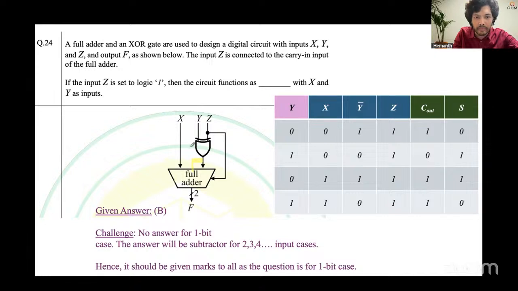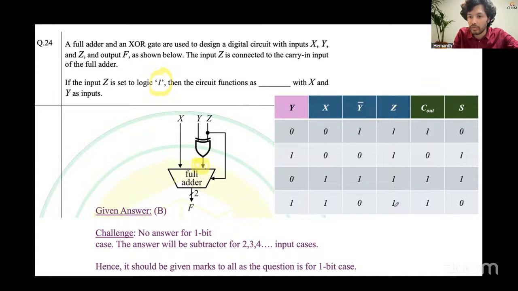So at this location, the input is Y bar. The input will be Y bar at that location. And apart from that, the carry input for the full adder is always a constant Z, and that Z value is a constant value of 1. That is also mentioned clearly in the question for us. So what are the inputs to the full adder? The inputs to the full adder are X, Y bar, and Z.